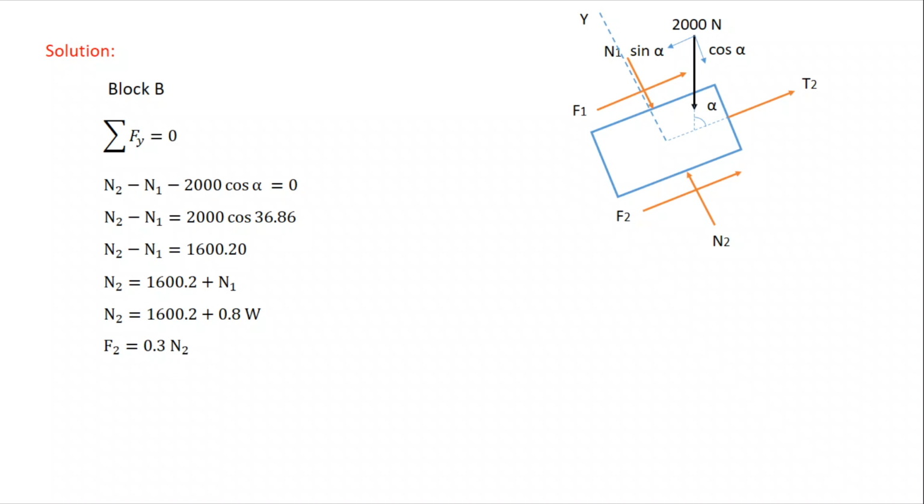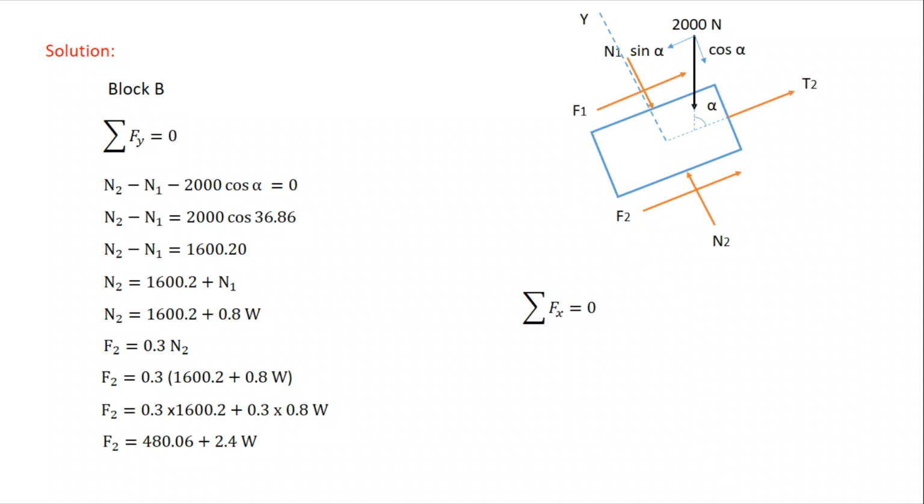Then we have the relation: mu is equal to F2 by N2, frictional force upon normal. This applies to the floor and the 2000 Newton block, and the friction between them is 0.3. So put in the value of N2 from the above equation, that is 1600.2 plus 0.8 W, into 0.3. Multiply and simplify it, and we get F2 is equal to 480.06 plus 0.24 W.